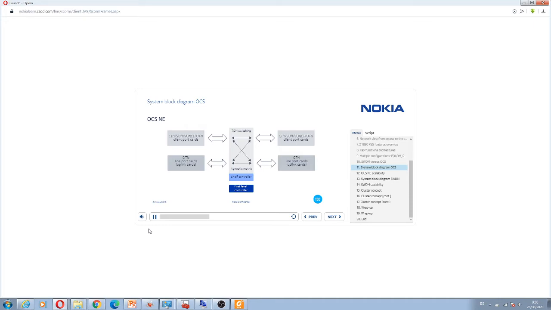Client cards provide Ethernet, SDH, SONET, and OTN interfaces, while uplink cards provide OTN interfaces. This is the working principle of an OCS-NE like PSS-36 or PSS-64. On the other hand, some SWDM systems like PSS-8X or PSS-24X operate in the same way.